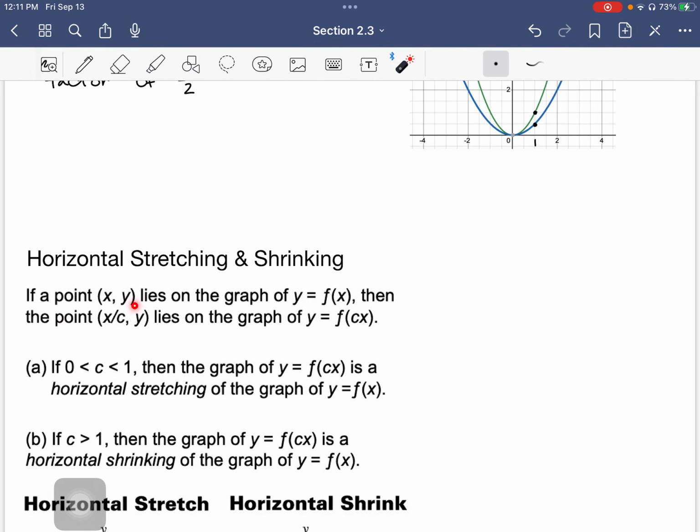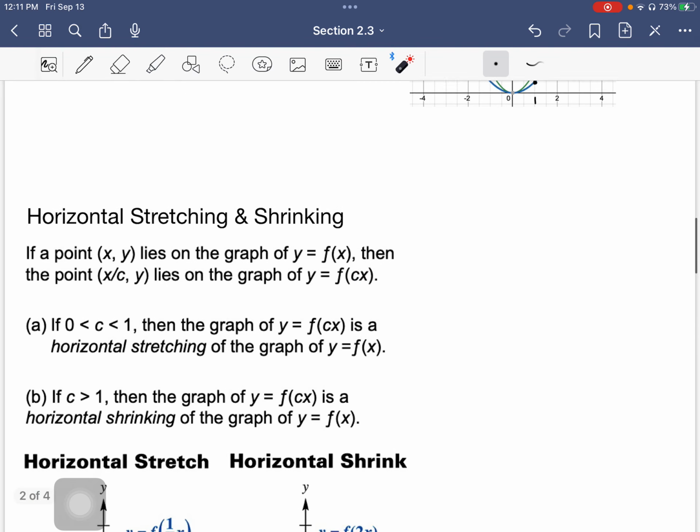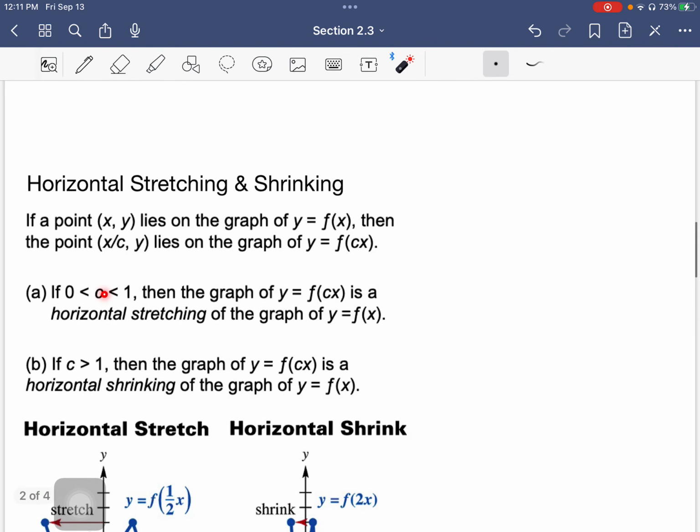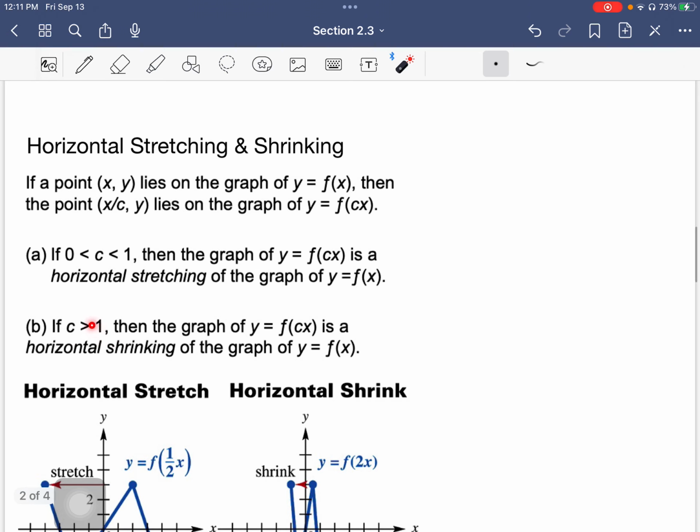By the same logic, if we have a point that lies on this graph here, then this new point must lie on the graph of this function here. And then we'll have two cases. If this factor c is in between 0 and 1, then this new graph is called a horizontal stretching of the original graph. And if c is greater than 1, then this new graph is called a horizontal shrinking of our original graph.